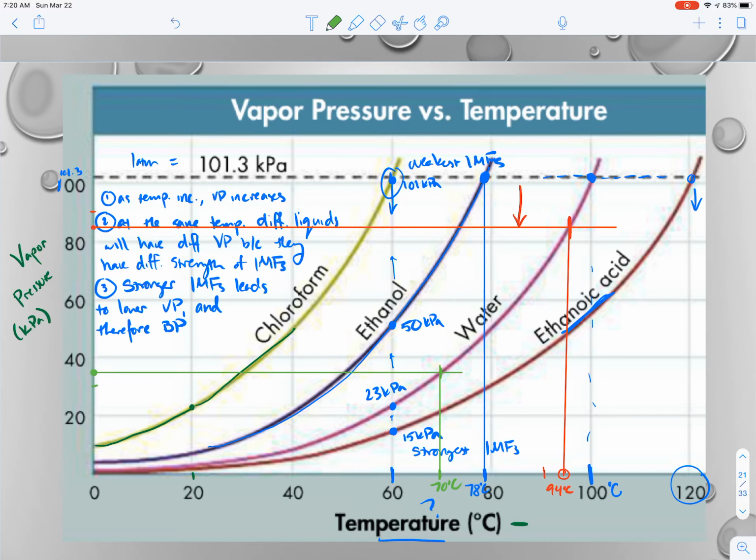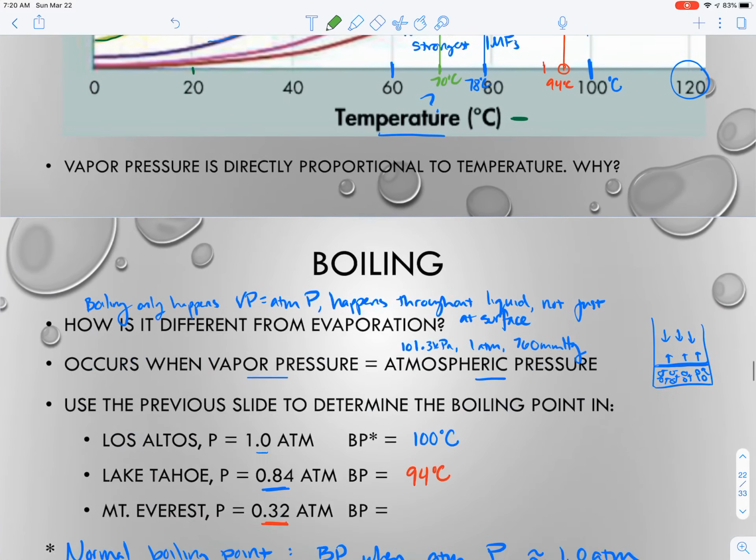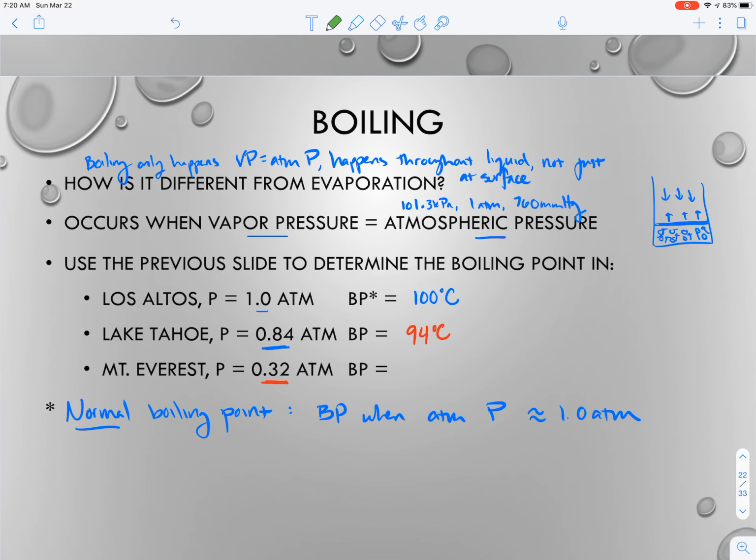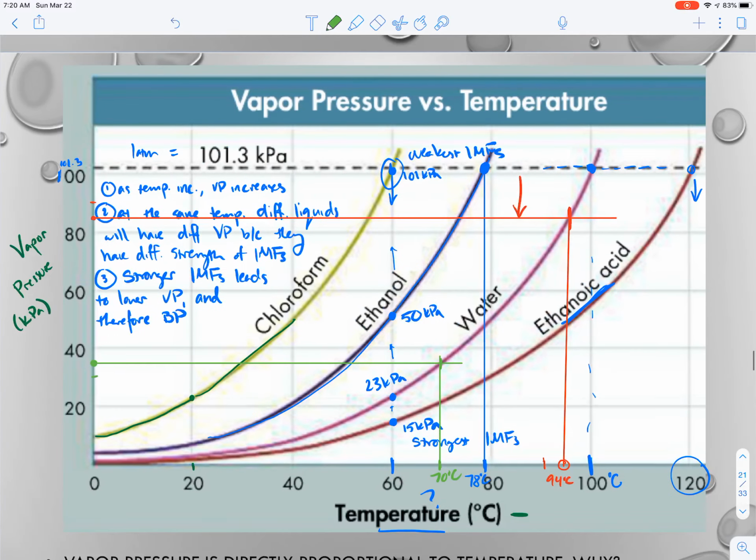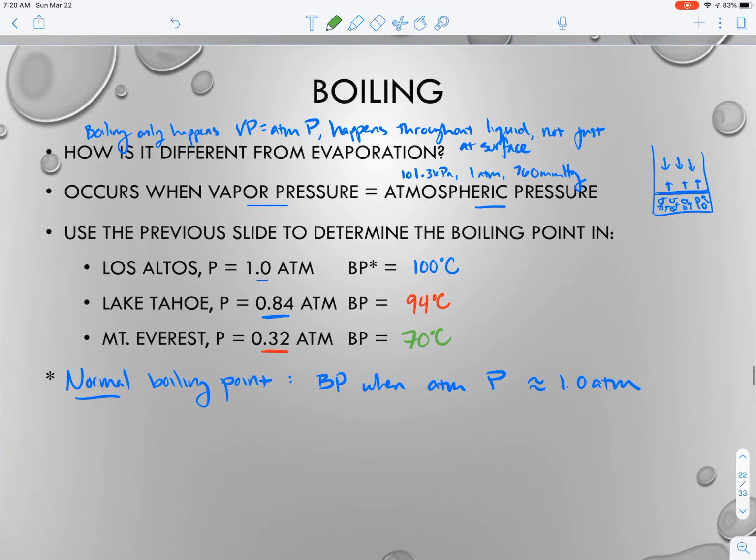And this is actually a demo that I can do for you if we ever go back to school, where you can boil water and remove so much atmospheric pressure that it actually boils at a relatively low temperature and doesn't even feel hot while it's boiling. And the last takeaway then is you can determine the boiling point at other pressures by looking at this graph. All right, that's a lot for 2 slides.